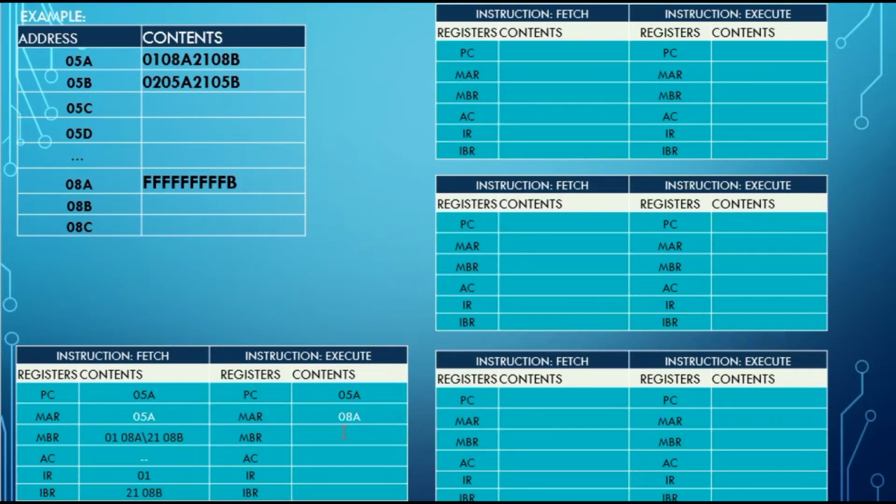And what are the contents of 08A? 08A has got the contents of this guy here. So meaning we're going to say 1, 2, 3, 4, 5, 6, 7, 8, 9, 10. That is our content for that guy.